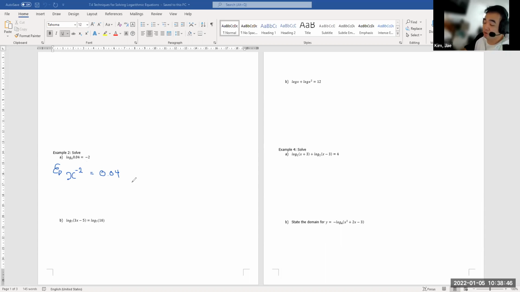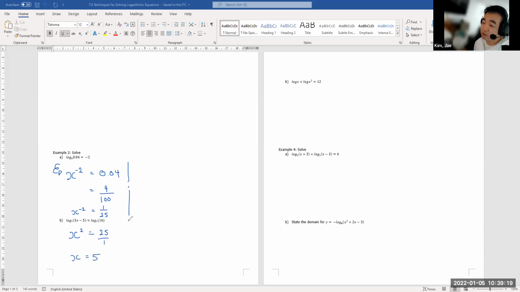From here, though, it's a matter of how you want to work through it. Some of you might just use your mental math and be like, okay, well, isn't this the same as 4/100? And so isn't this the same as 1/25? Right? So x to the power of -2 is equal to 1/25. Doesn't that mean x to the power of 2 is the reciprocal 25/1? Yeah. And so x could be a 5.